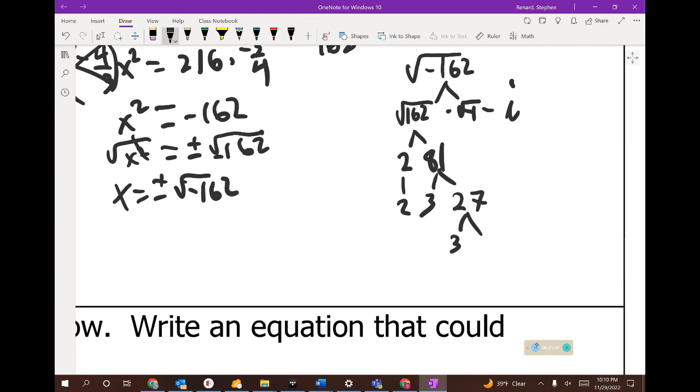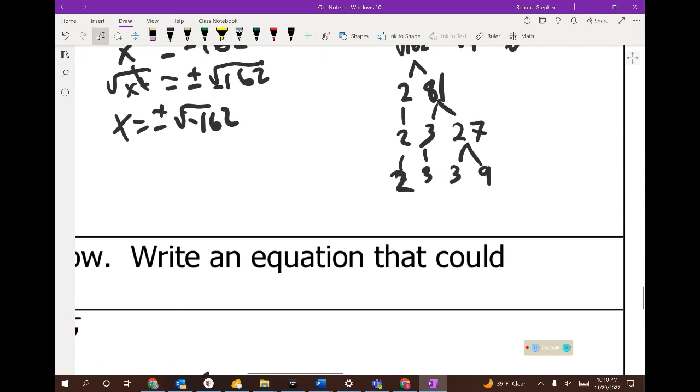27 is divisible by 3. That's 3 and 9. And again, if we went 2 times 3 times 3 times 9, that would give us 162. 9 still divisible by 3. So this is our prime factorization right there. So instead of the square root of 162, we're going to go to the square root of 2 times 3 times 3 times 3 times 3.